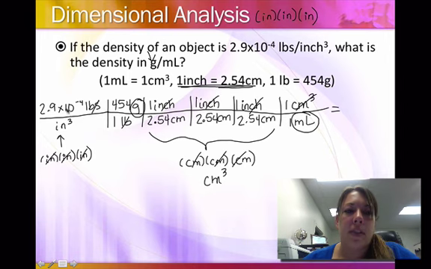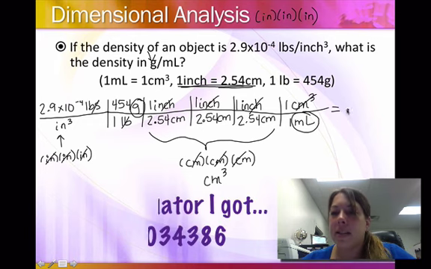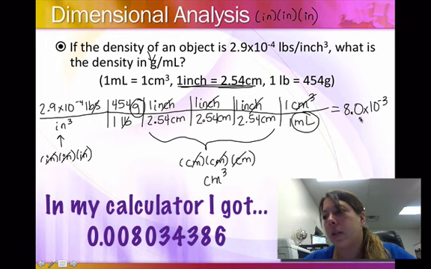So I take all of these, I take the 2.9 times 10 to the negative 4th times 454 times 1 times 1 times 1, those don't matter, divide by 2.54, divide by 2.54, divide by 2.54 one more time, and if you do all of that, you're going to end up with a decimal that will be too small for you to leave in regular notation, so you're going to have to convert it into scientific notation. And that's what this answer is right here.